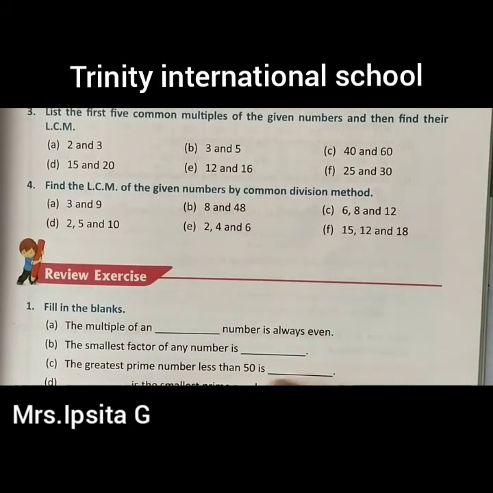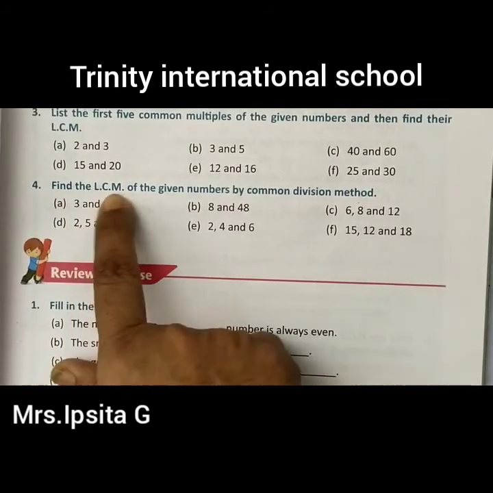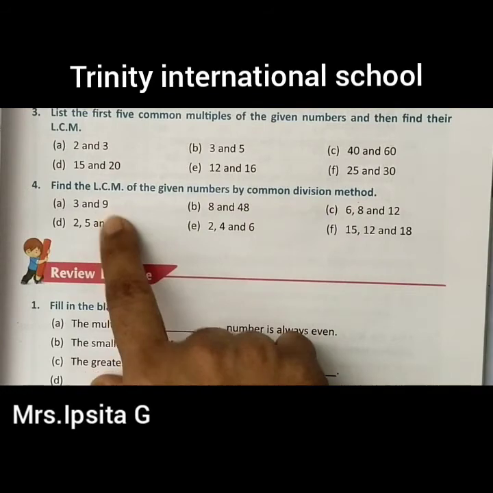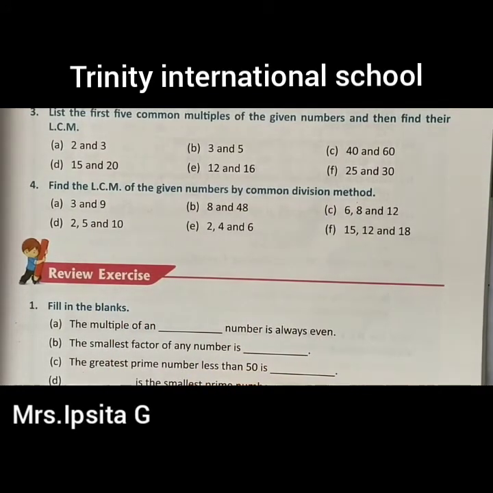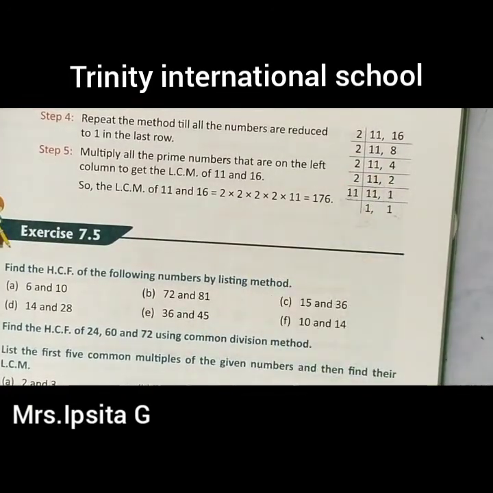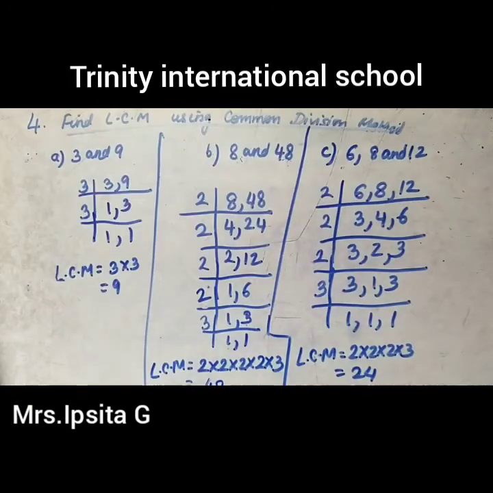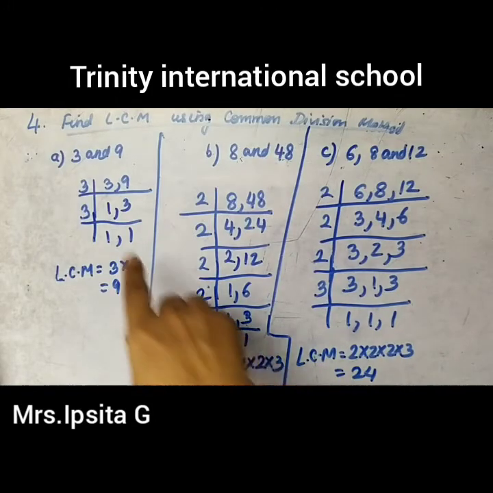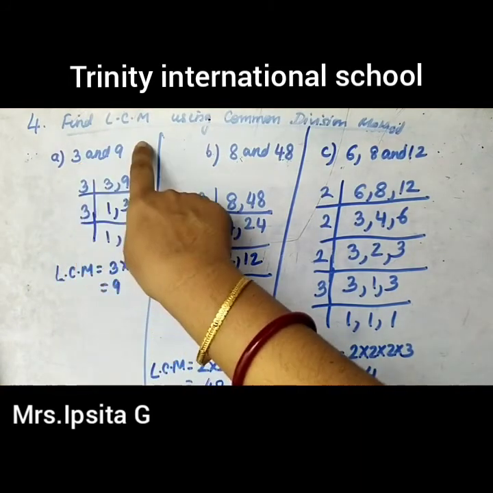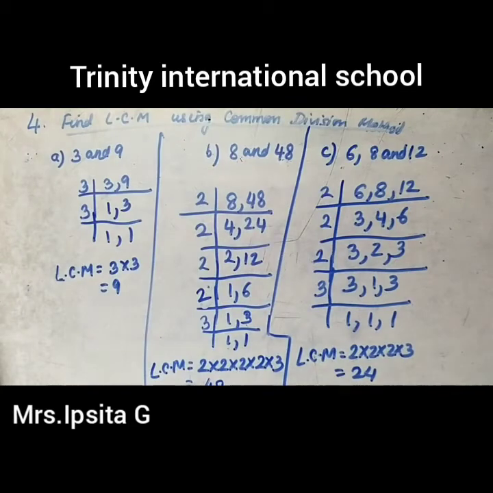Okay, now here in the next question, find the LCM of given numbers by common division method. So here again you have to go for common division method, where you have to follow this method. Okay. Now see the fourth question, where you need to find out the LCM using common division method. तो आप देख सकते हैं फर्स्ट क्वेश्चन जो है वहाँ पे क्या कौन से नंबर्स दिए हैं, 3 and 9. तो आपने क्या करना है, डिविजिबिलिटी रूल को फॉलो करना है.